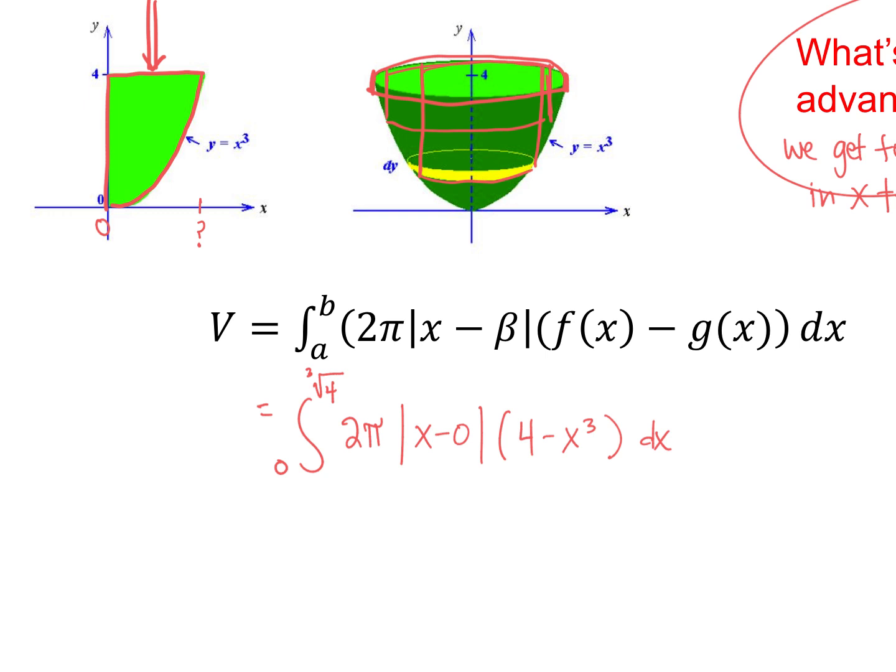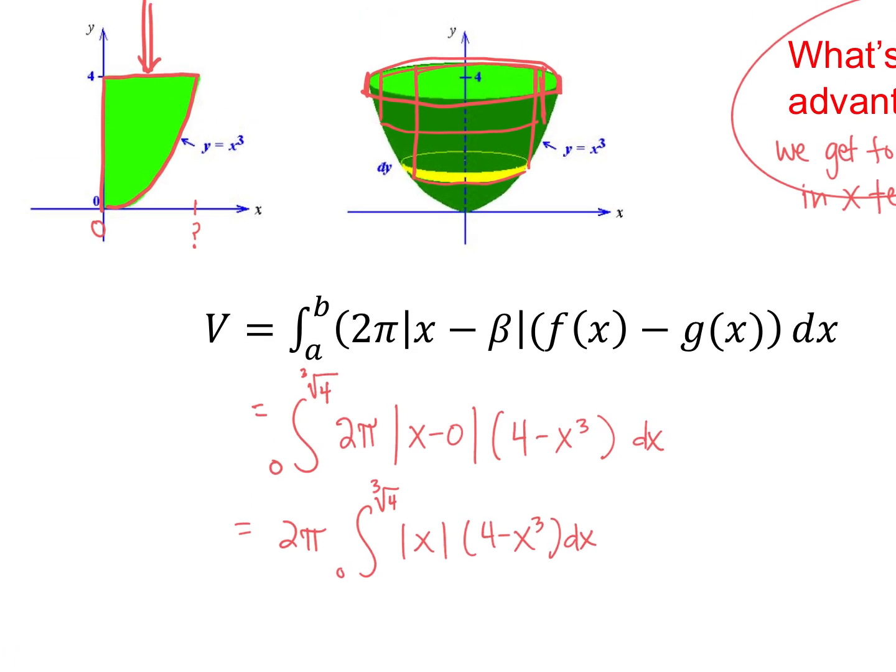I can pull out 2 pi to the front. Then I have x minus 0, which is just absolute value of x, and then 4 minus x cubed. If you have your calculator, you'll just hop into Math 9 at this point. If you don't have your calculator, let me show you how to deal with the absolute value.